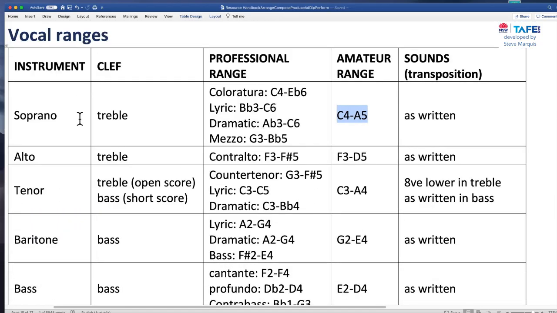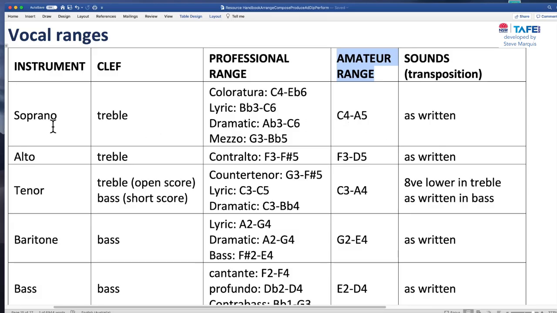Okay, so the next part of the document is more of the technical part of writing for your various voices, and it talks about the ranges of the different types of voices. So in the female voice, you have the soprano, the highest one, and the alto. In the male voice, you have the tenor, the baritone, and the bass. I'm going to move over to this, which I think is probably the most relevant, the amateur range. What can you expect to write for?